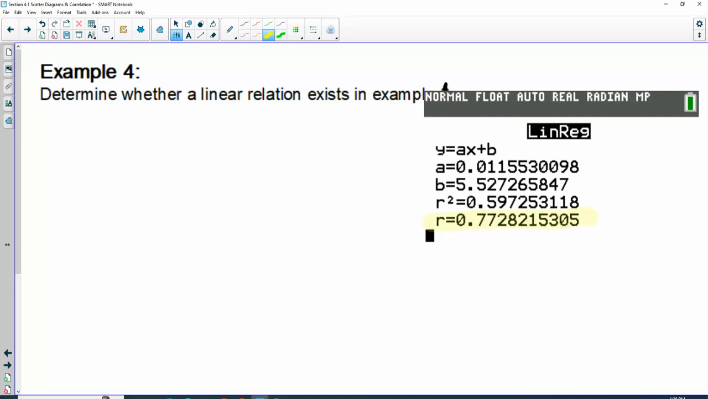If yours does not show you an R, that means your diagnostic is not on. So my R here is 0.772. Did everyone get that? What's wrong? Oh, it probably means one digit was off somewhere.